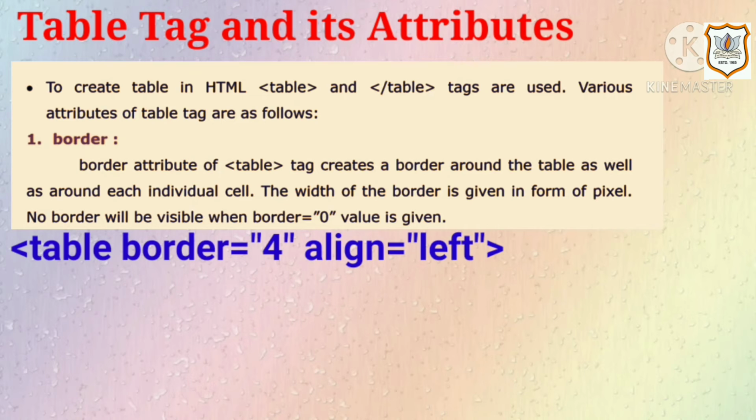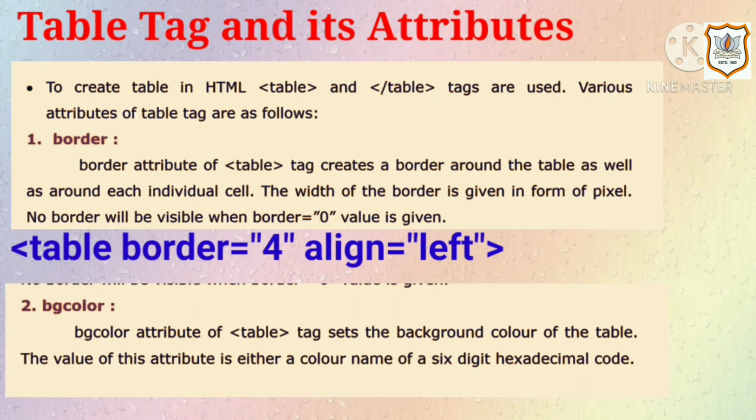First one, border. Border attribute of table tag creates a border around the table as well as around each individual cell. The width of the border is given in form of pixel. No border will be visible when border equal to 0 value is given. Use of the border attribute is optional. Next one, BG color. BG color attribute of table tag sets the background color of the table. The value of this attribute is either a color name or a 6-digit hexadecimal code.